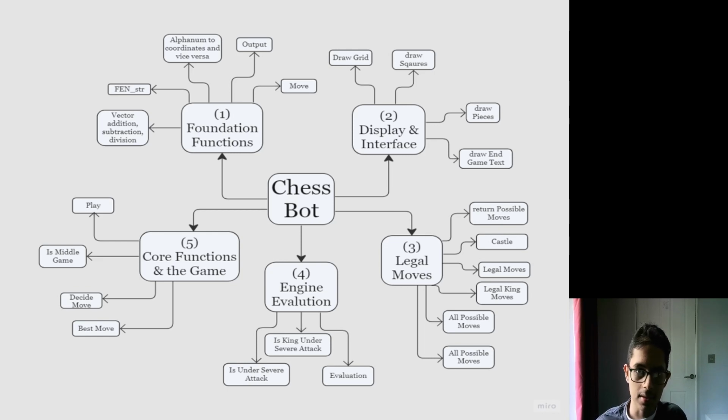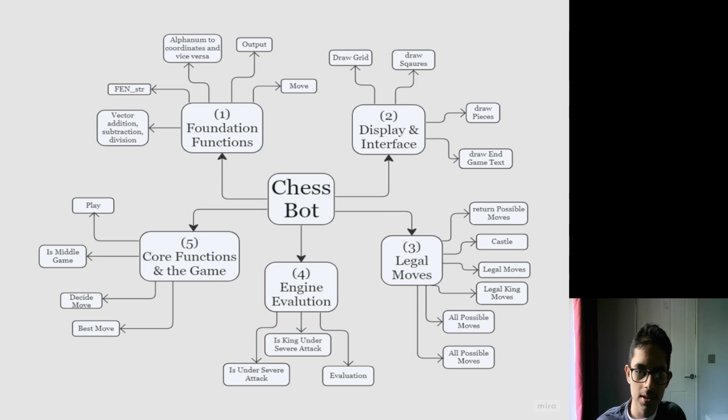Now another important group of modules is the display and interface side of things. This is the user interface side of the chess engine. What it does is display a move after it's been played, and it displays the counter move played by the engine as well. And that's the display side. Then we have the legal move functions.